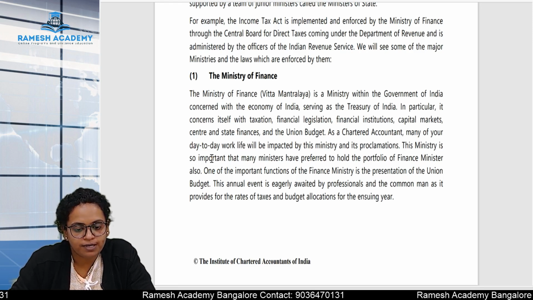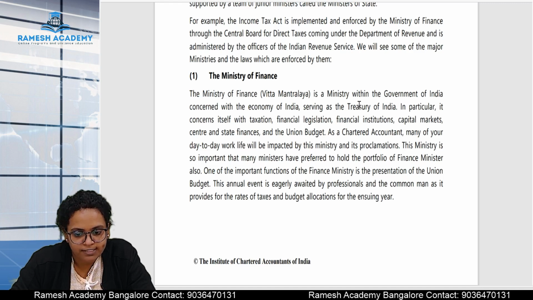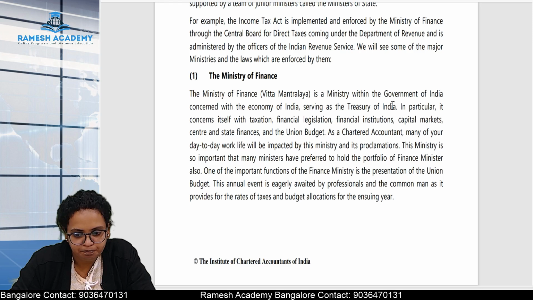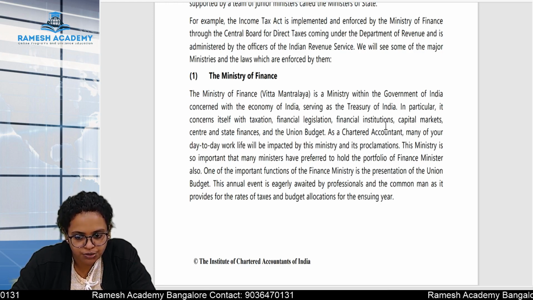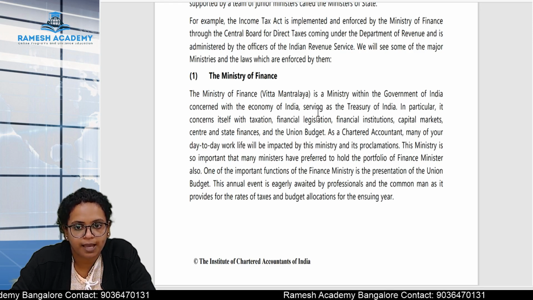So Ministry of Finance currently is led by Nirmala Sitharaman. The Ministry of Finance is a ministry within the Government of India concerned with the economy of India, serving as a treasury of India. Please mark this line. In particular, it concerns itself with taxation, financial legislation, financial institutions, capital market center, state finances and union budget. So this ministry takes care of your financial legislation, financial institutions, capital markets. It takes care of the central and the state finances.